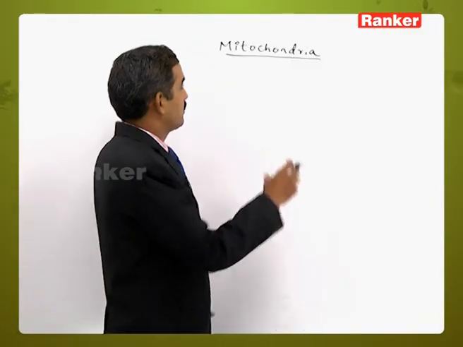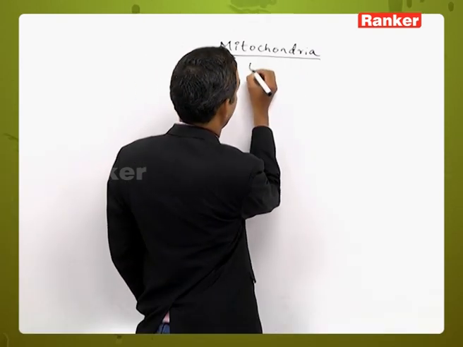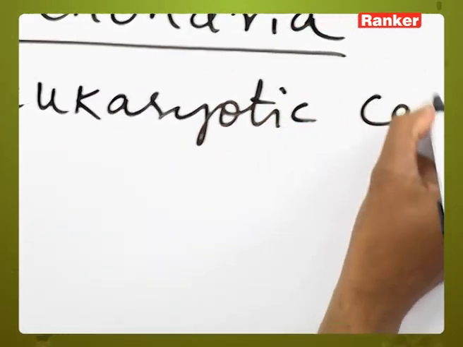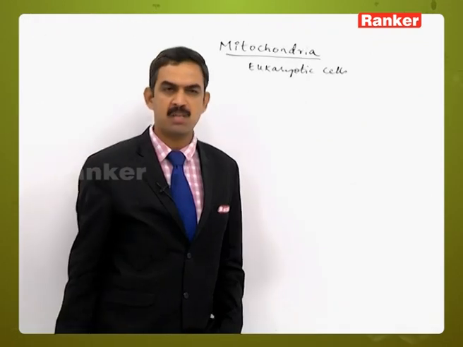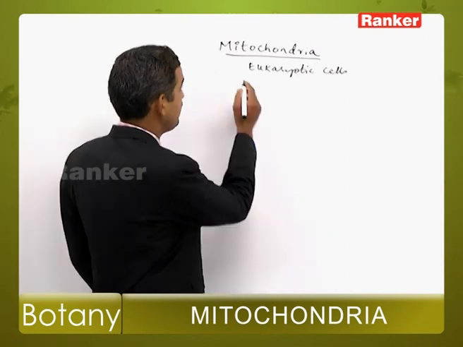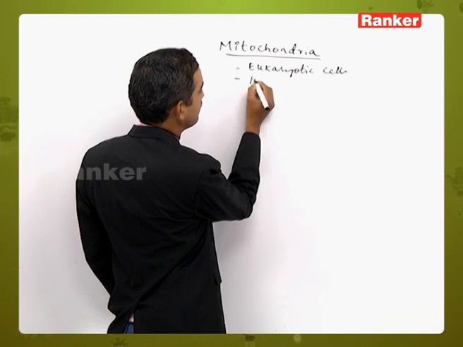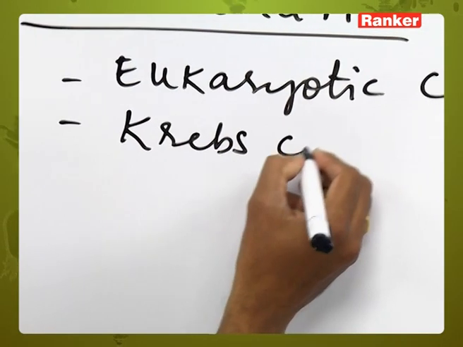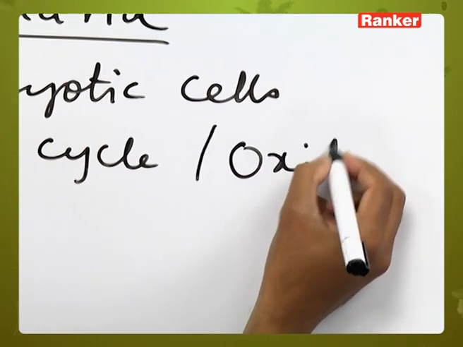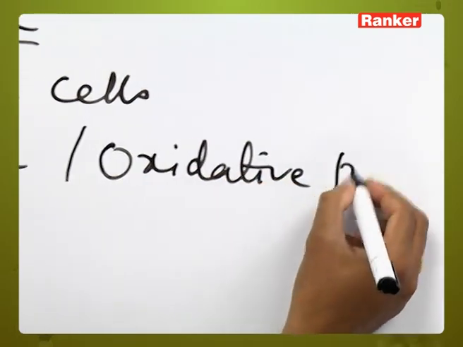Mitochondria. Mitochondria are one of the very important cell organelles of a eukaryotic organism. These are present only in eukaryotic cells and absent in prokaryotes like PPLO, that is pleuropneumonia-like organisms, and bacteria-like organisms. These mitochondria are mainly concerned with the Krebs cycle and oxidative phosphorylation.